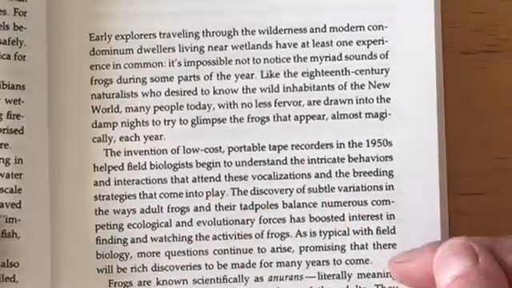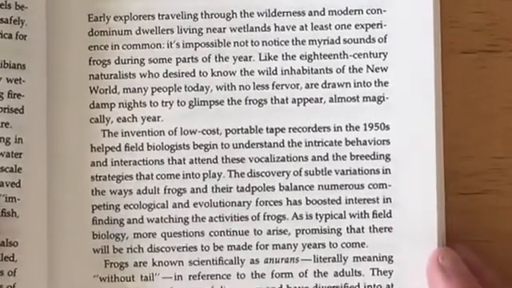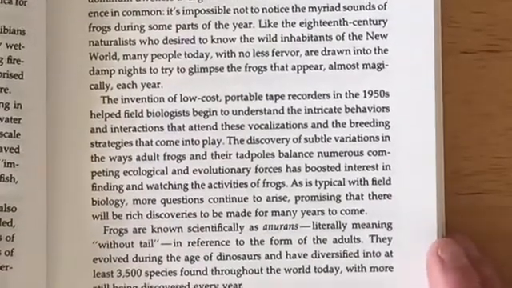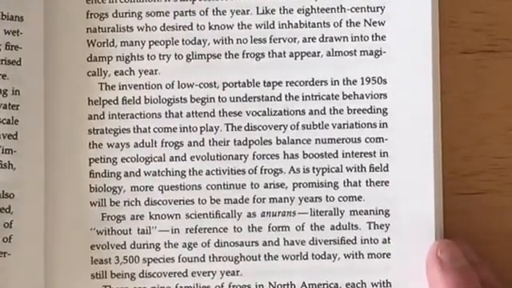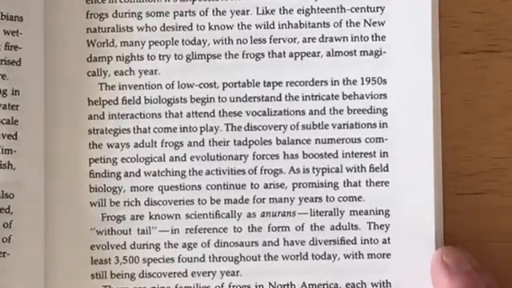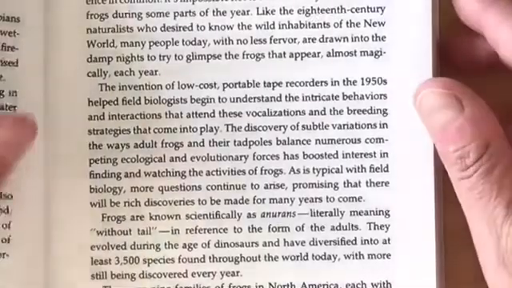And then he goes on and he starts incorporating more facts. Frogs are known scientifically as anurans, literally meaning without tail, in reference to the form of the adults. They evolved during the age of dinosaurs and have diversified into at least 3,500 species found throughout the world today, with more still being discovered every year.